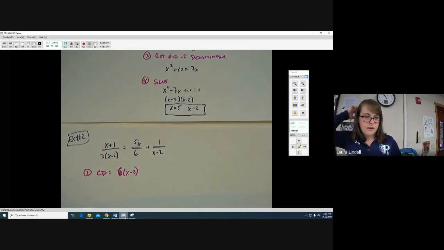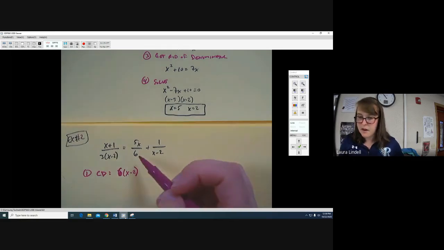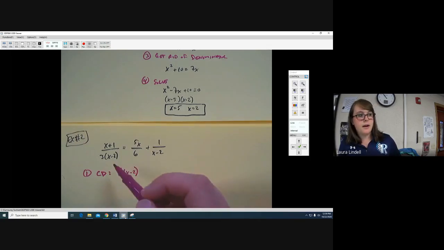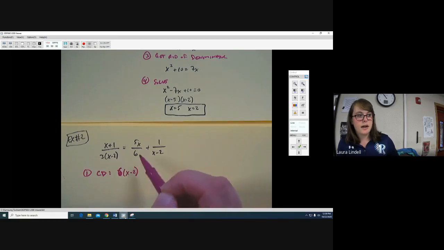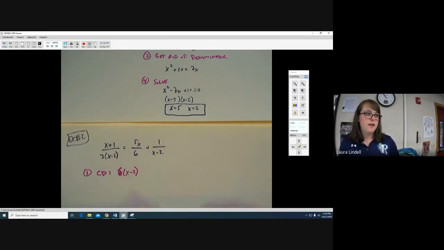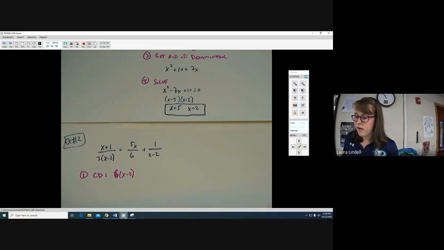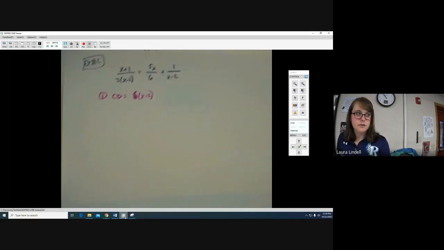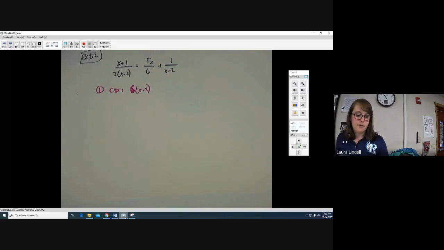Or at least not nicely. So the nicest common denominator that we can have for this right now is 6 times x minus 2, because I can multiply this by something to get it to be this, I can multiply this by something to get it to be this, and I can multiply this by something to get it to be this. And that'll work out fairly nicely. So 6 times x minus 2 will be our common denominator.